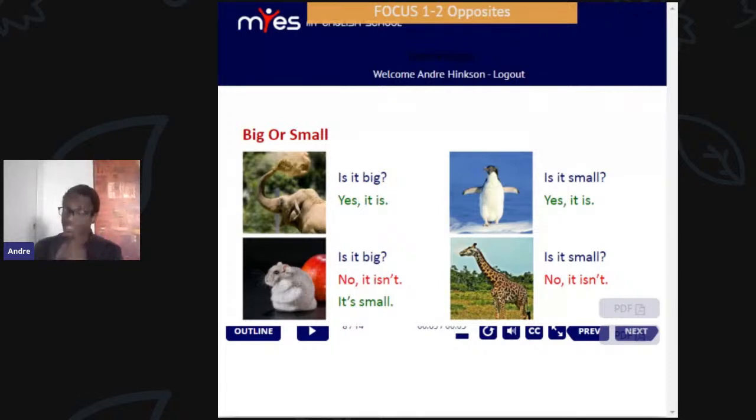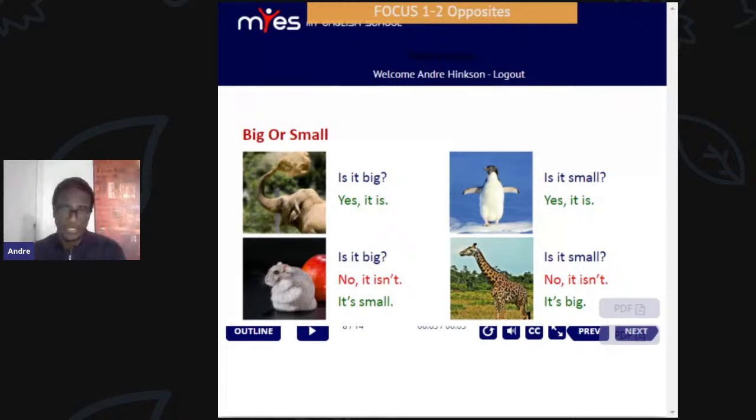Remember, we have to give the positive answer. So no, it isn't. It's big. So a giraffe is tall and it's big. Excellent, Tonio. So no, it isn't. It's big. Great. Excellent job.